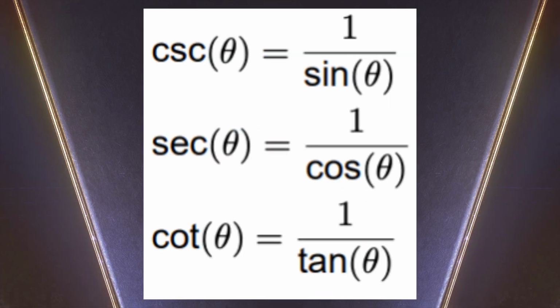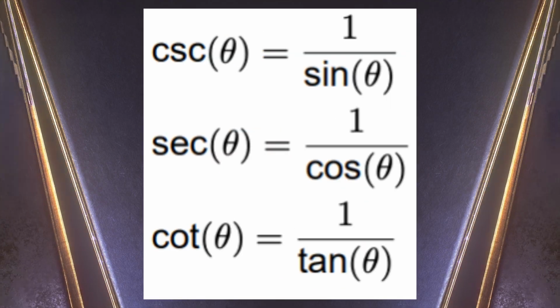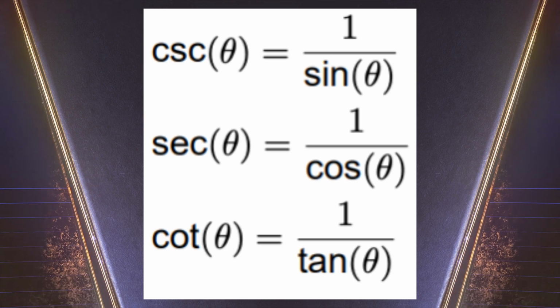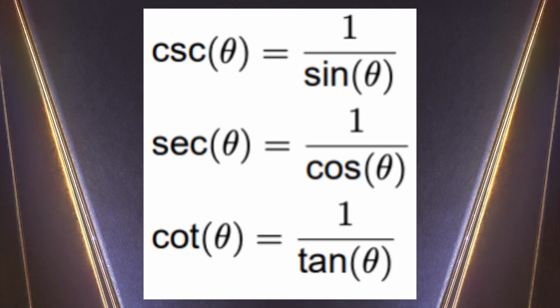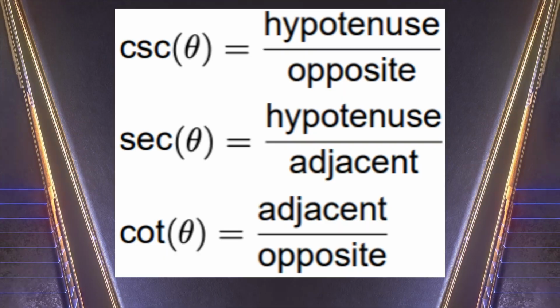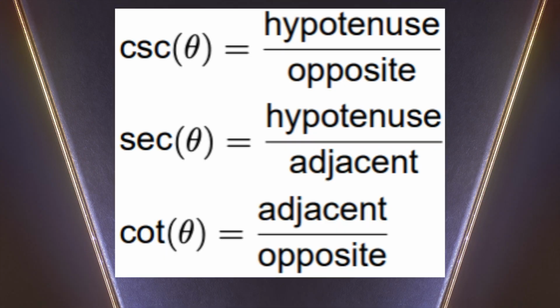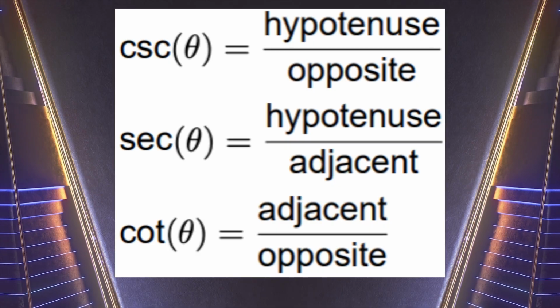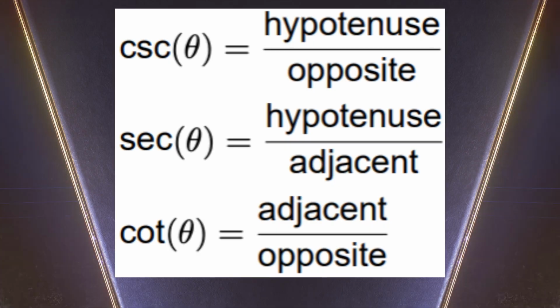Now I'm going to explain cosecant, secant, and cotangent. Cosecant is 1 over sine theta, secant is 1 over cosine theta, and cotangent is 1 over tan theta. These are also called the reciprocal identities. So cosecant is hypotenuse over opposite, secant is hypotenuse over adjacent, and cotangent is adjacent over opposite.